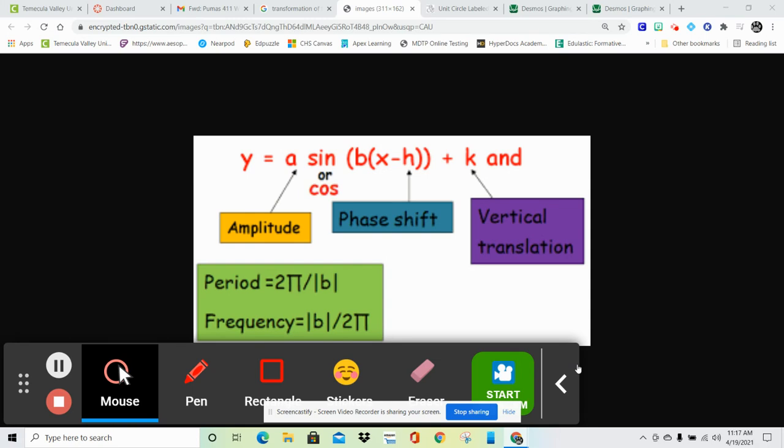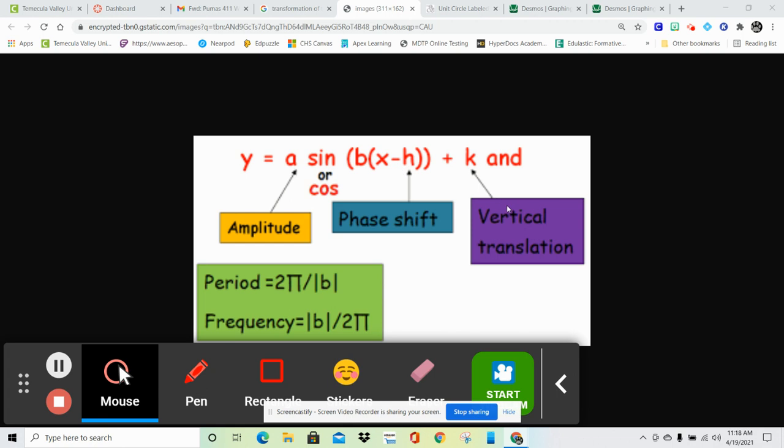Hey, so this week we are going to learn how to graph sine and cosine functions. What you're looking at right here is the completely expanded form of sine and cosine when you have all the transformations included. We are used to seeing the letters A, H, and K, and the new letter here is B.